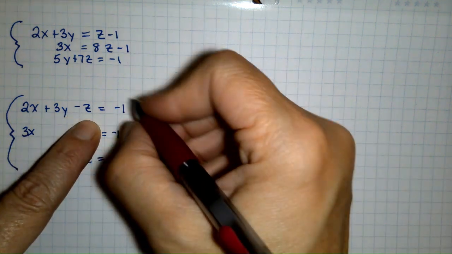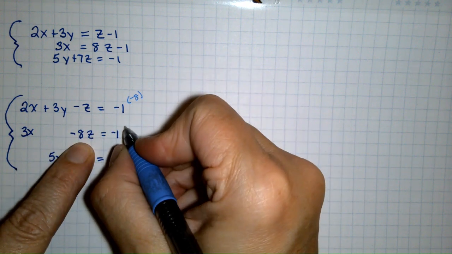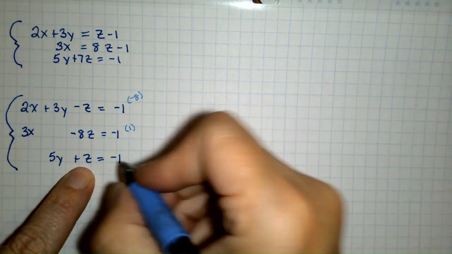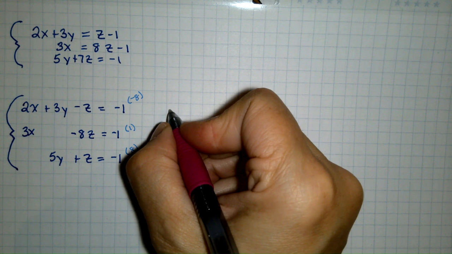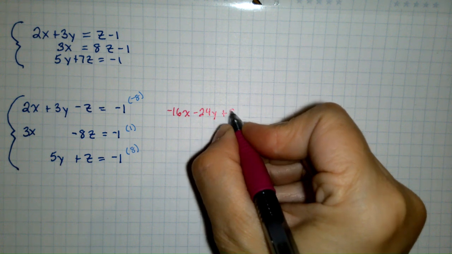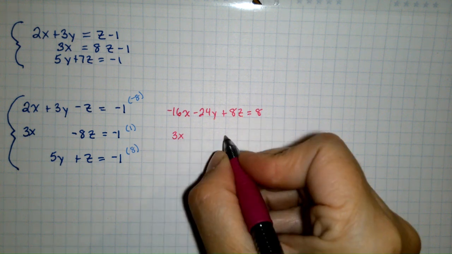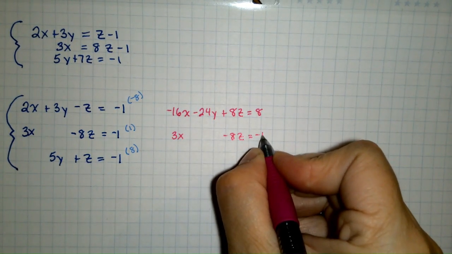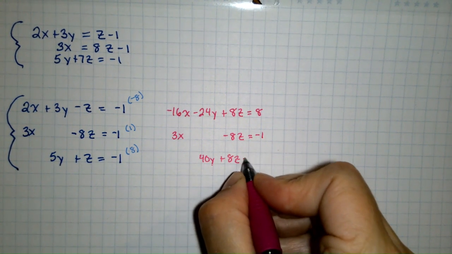So to get this to positive 8, I'm going to need to multiply the top row by negative 8. The middle row I'm technically just multiplying by 1, and the bottom row I'm going to multiply by positive 8. And again, I'm going to target z. Why? Because it's in every single one. Negative 16x, negative 24y, plus 8z equals 8. 3x minus 8z equals negative 1. And 40y plus 8z equals negative 8.